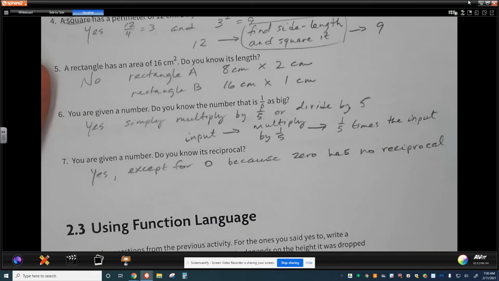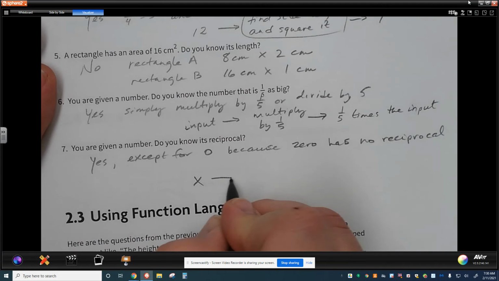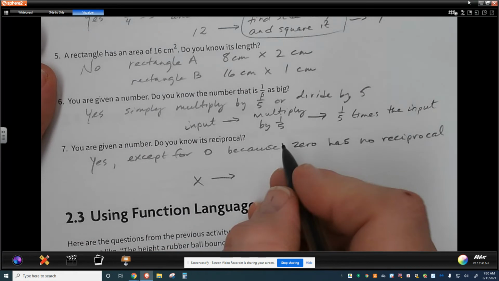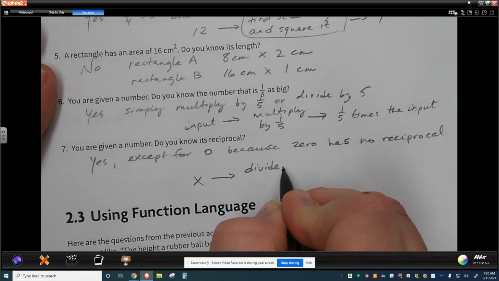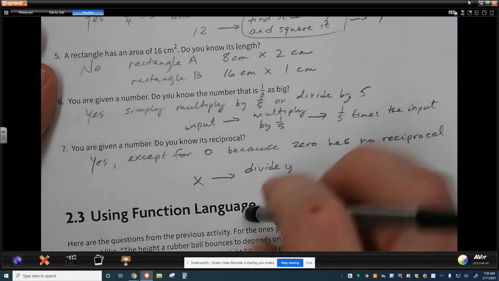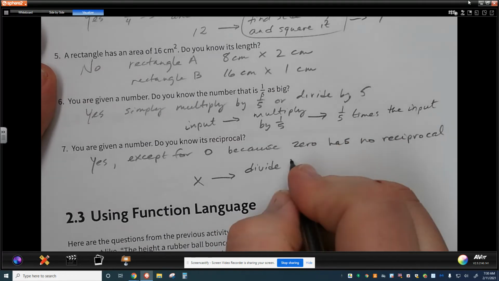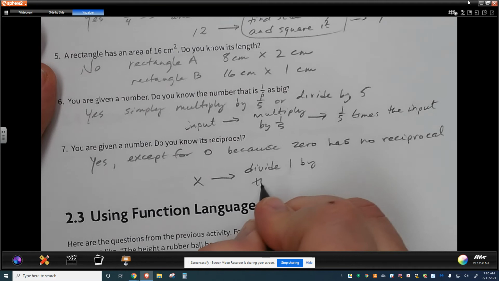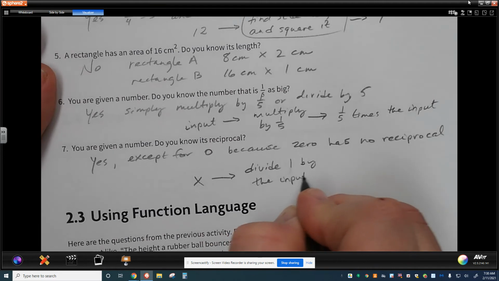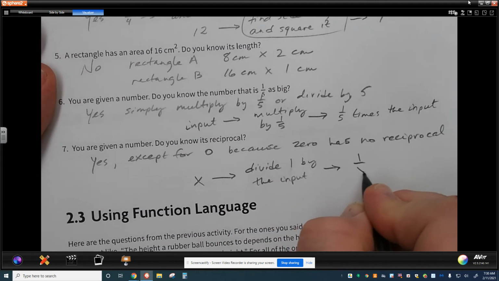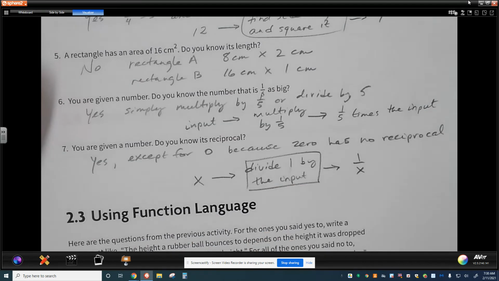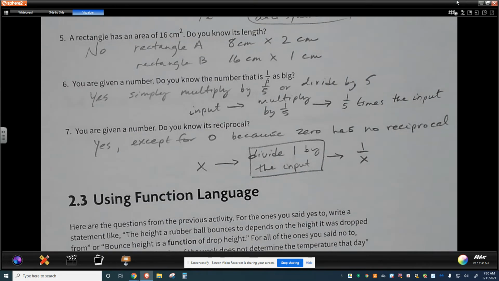And so our machine would look like this. I take my input, any number, and then I divide 1 by the input, which would give me 1 divided by the input. And this is how we would write any reciprocal that's out there.